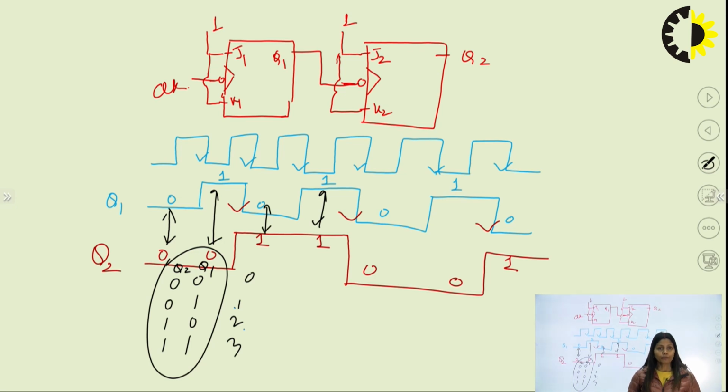The second flip flop clock is connected to the first flip flop output, and the waveforms clearly indicate the counting, and it keeps on counting 00, 01, 10, 11 and so on, right. So this is how my asynchronous counter is working.